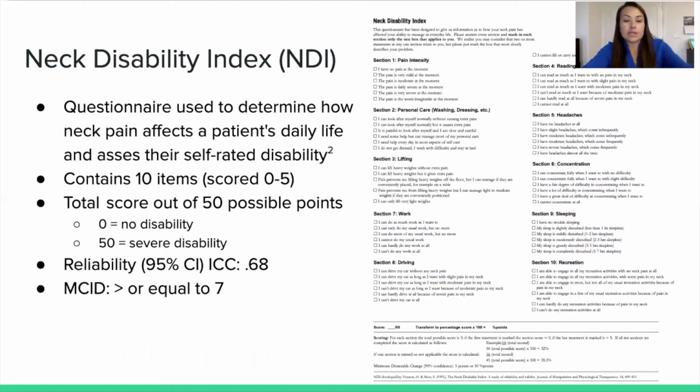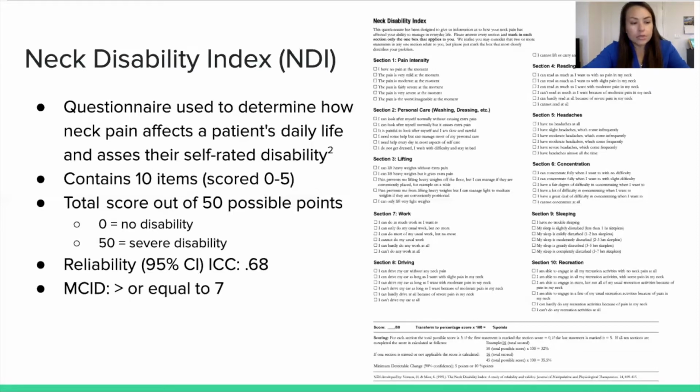So the Neck Disability Index, or NDI, is the most widely used questionnaire today as far as neck pain is concerned. It is used to determine how neck pain affects a patient's daily life, and it assesses their self-rated disability. It consists of 10 questions, and I put a picture of it here on the right. It is separated into 10 different domains. So you have pain intensity, personal care, lifting, work, driving, reading, headaches, concentration, sleeping, and recreation.